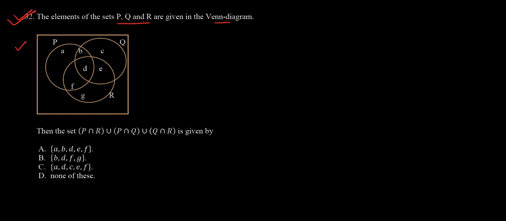Now what we need is the set P intersection R union P intersection Q union Q intersection R is given by. So we need to find the elements of this set from this Venn diagram. Let us begin with our first step, which is P intersection R. Second is P intersection Q. We have union, then we have Q intersection R.